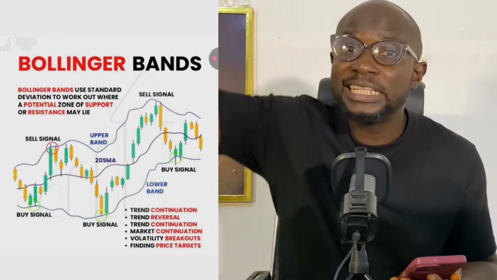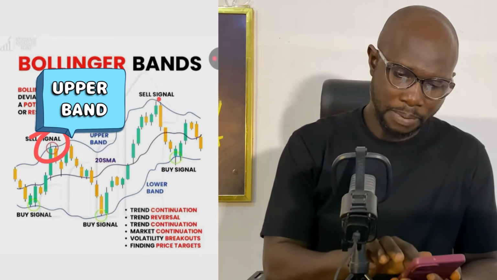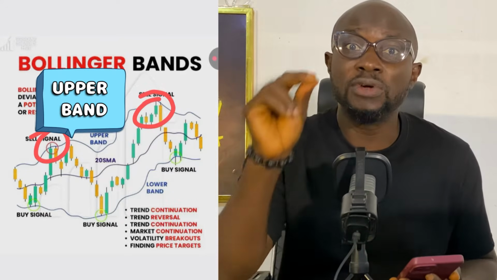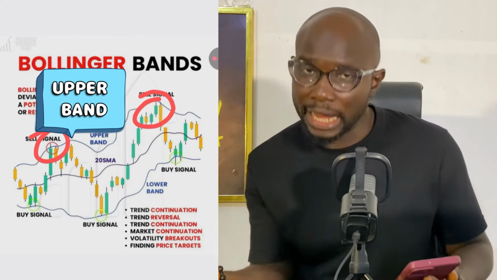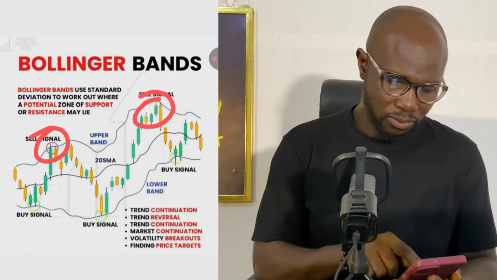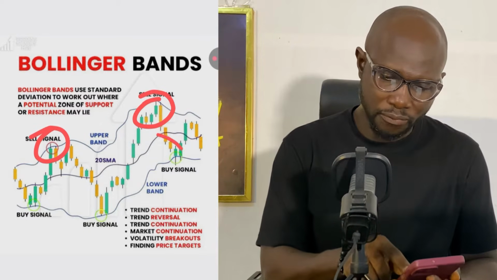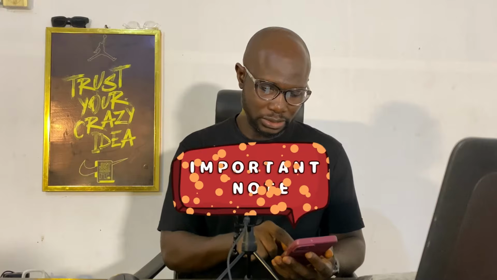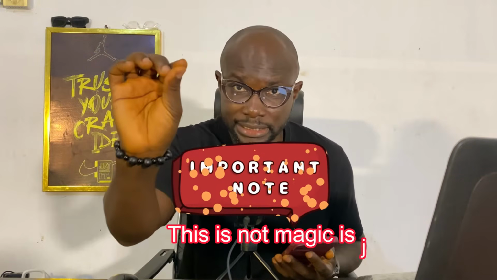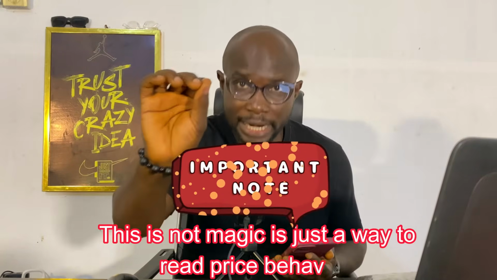Upward move. Then the same way, when price hits the upper band again here, traders often anticipate a move down or pullback. Then what happened here? Move down, move down. Then hear this important note: this is not magic, it's just a way to read price behavior. Now let's go to MACD.